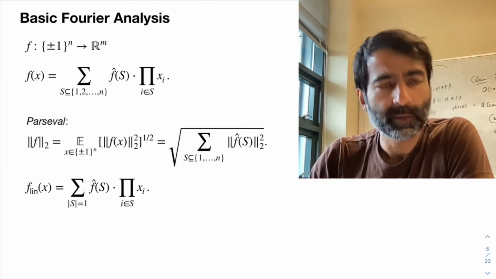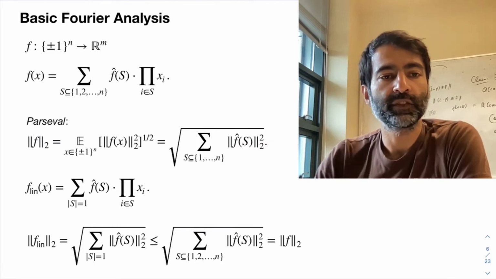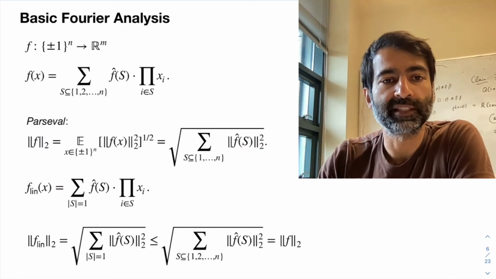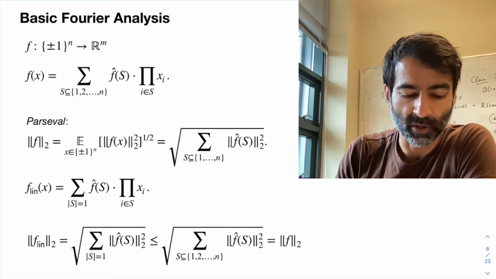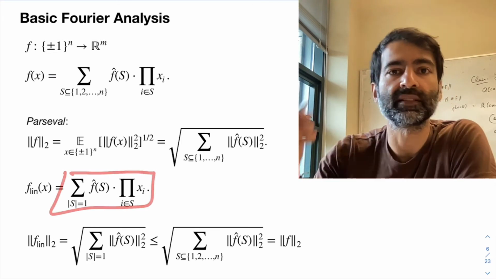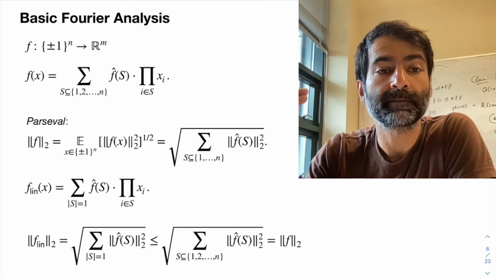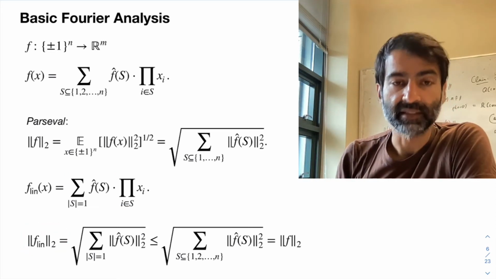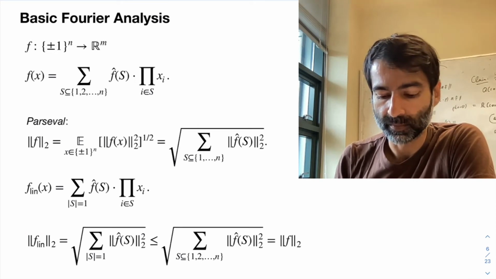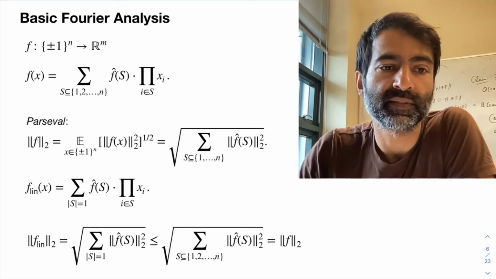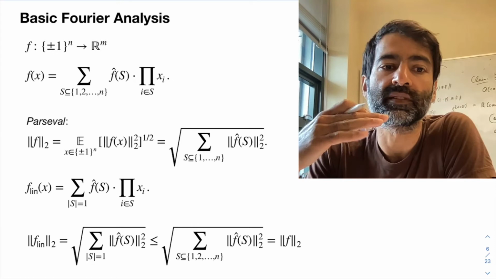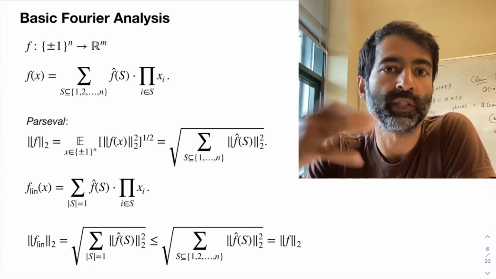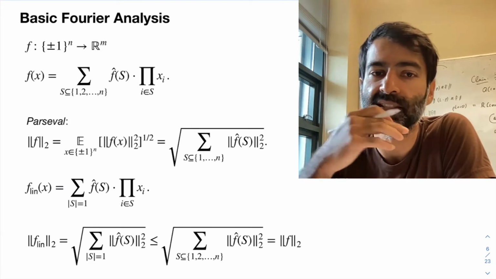And one consequence of that identity is that if you just look at the linear part of f, take f and project it to its linear part, meaning drop all the other Fourier coefficients and just retain the ones at level 1, then the 2 norm of the linear part is at most the 2 norm of the entire function. Right? When you project f down to a subset of the Fourier coefficients, the 2 norm can only go down. This is a feature of the 2 norm.